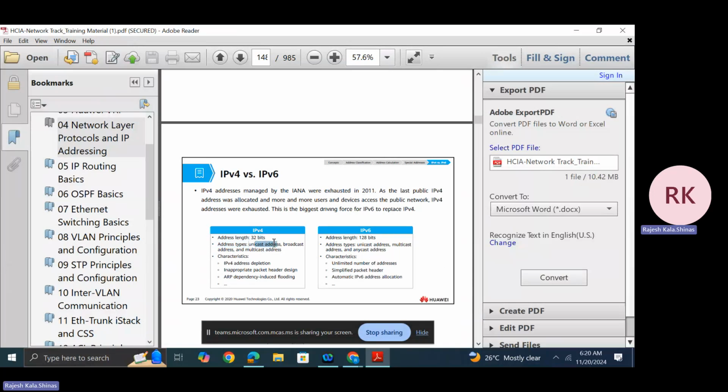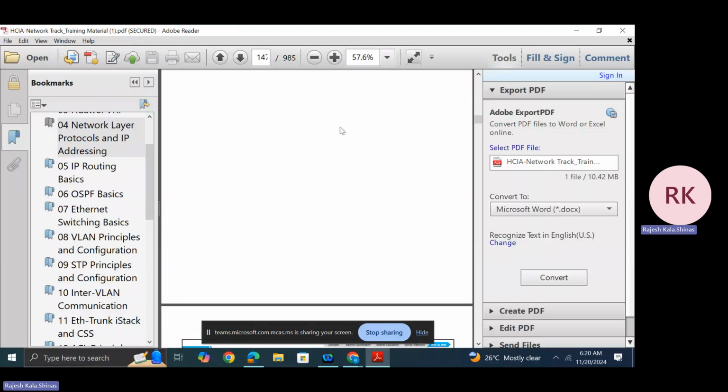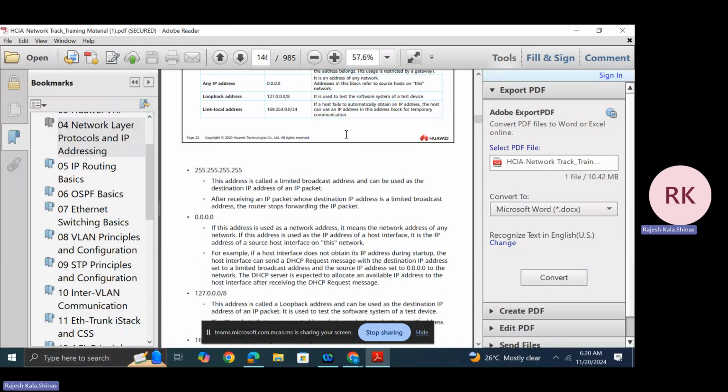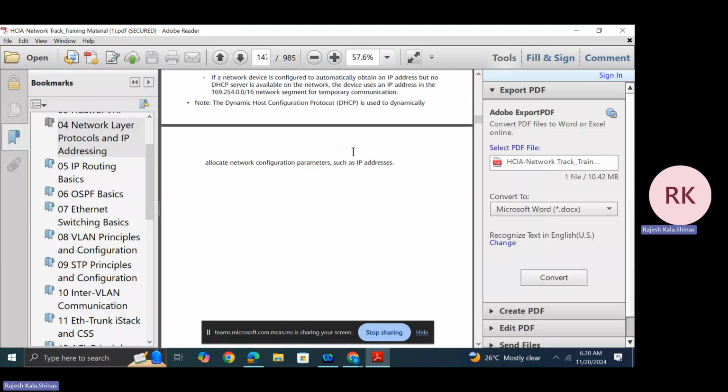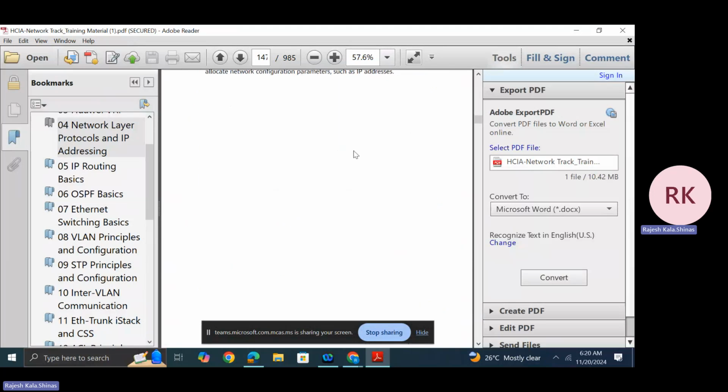IPv4 has unicast addresses, one to one. Okay, broadcast to send to a group of machines. Multicast is sending to a group, so we need a multicast address. Then in IPv6 we have unicast, multicast, and instead of broadcast we have anycast. Like I told, this one, 0.0.0.0, any IP, then we have anycast. Whoever belongs to that network, they all will get that.